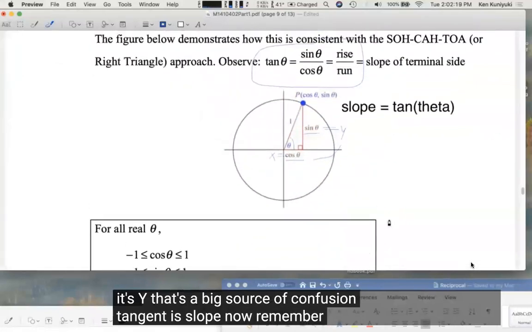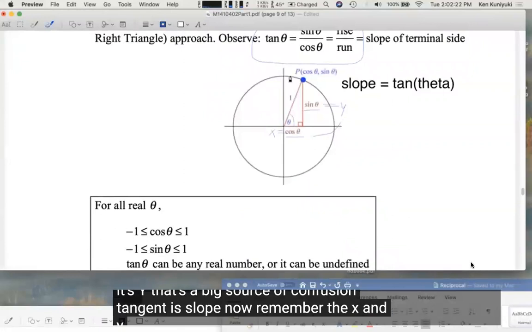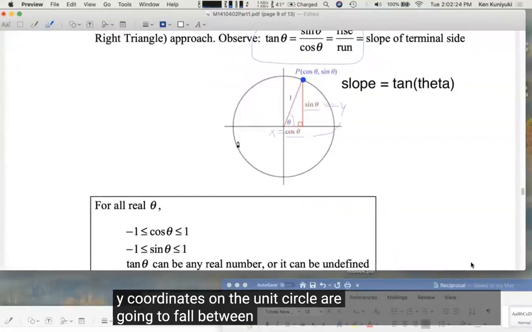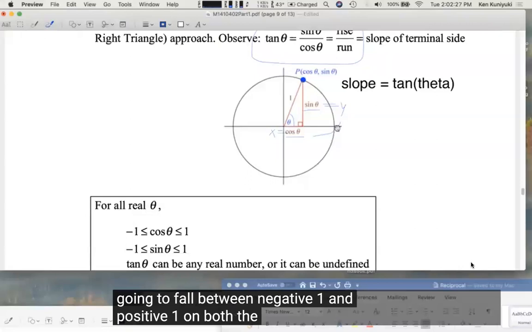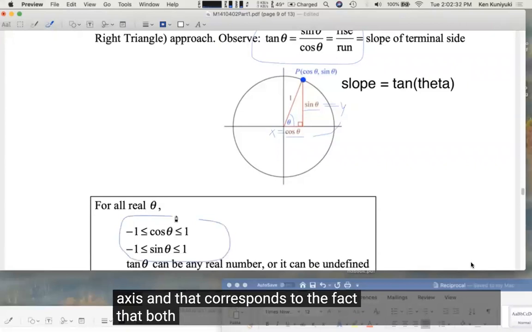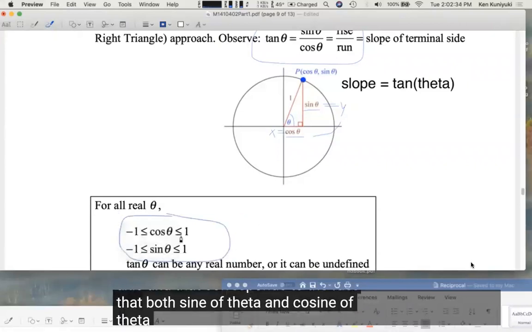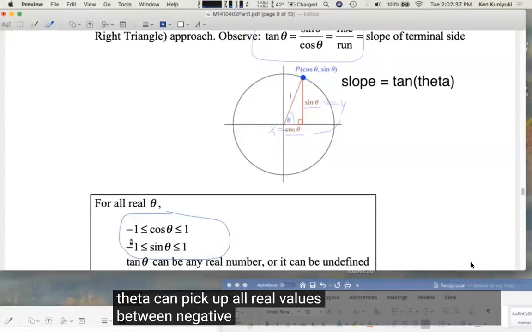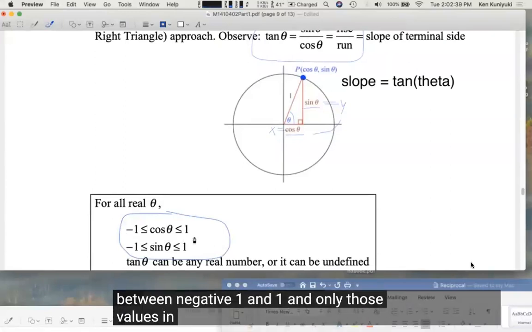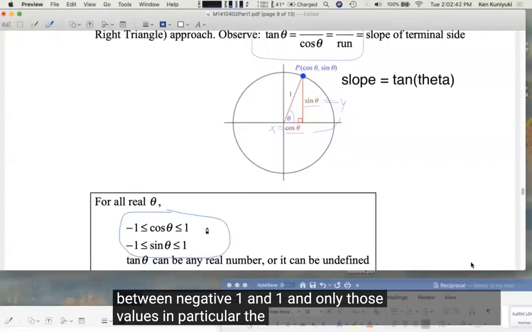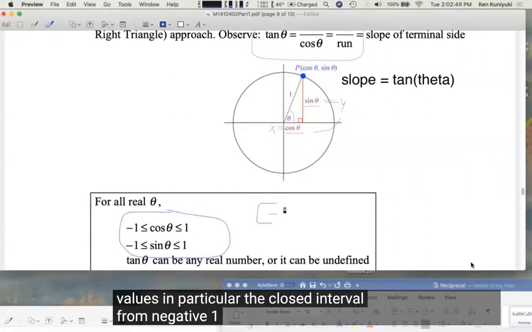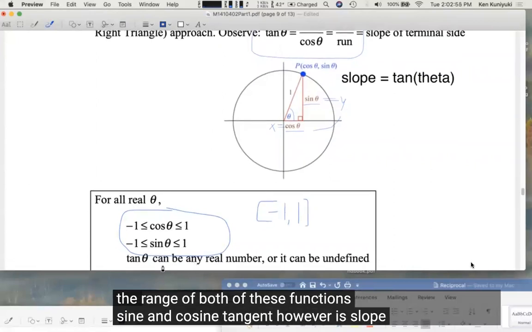Now, remember, the x and y coordinates on the unit circle are going to fall between -1 and +1 on both the x-axis and the y-axis. And that corresponds to the fact that both sine of theta and cosine of theta can pick up all real values between -1 and 1, and only those values. In particular, the closed interval from -1 to 1 is going to be the range of both of these functions, sine and cosine.